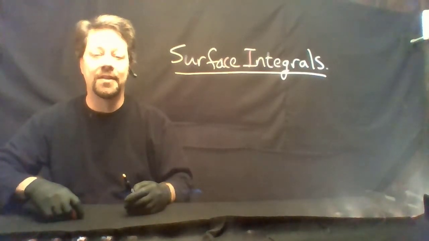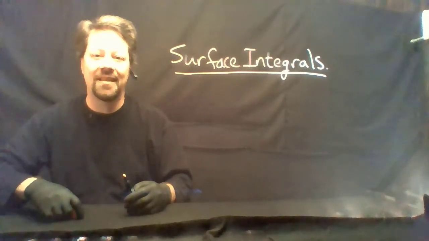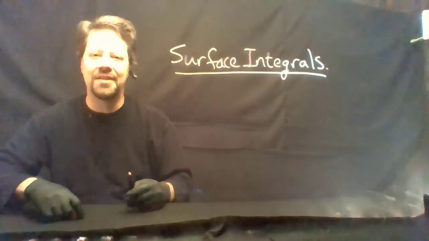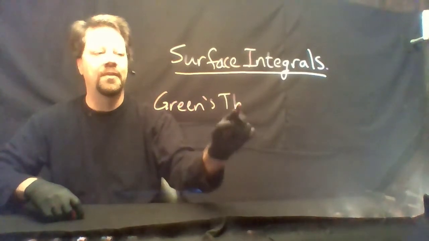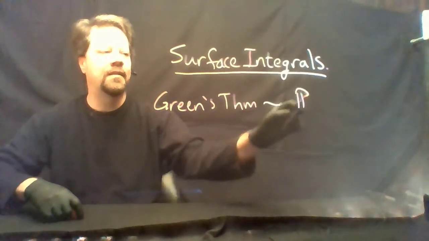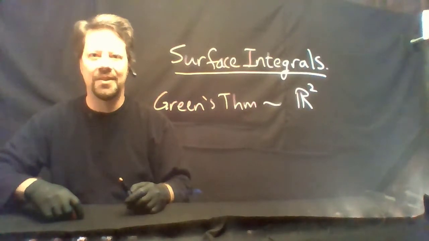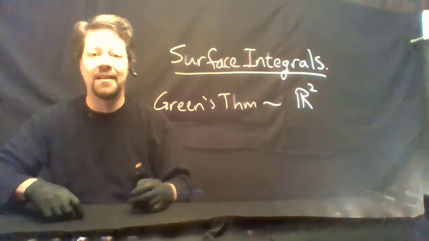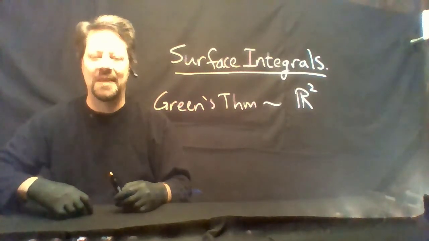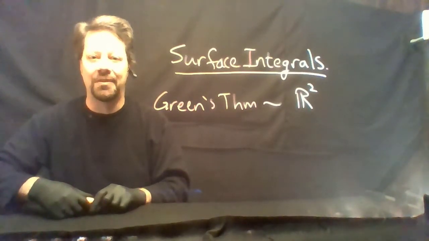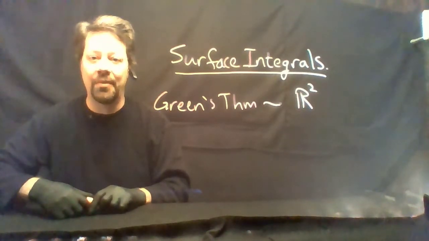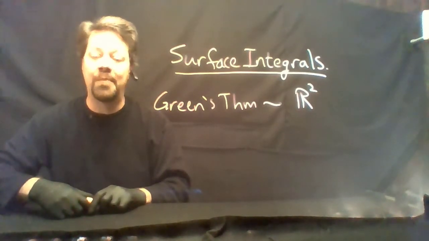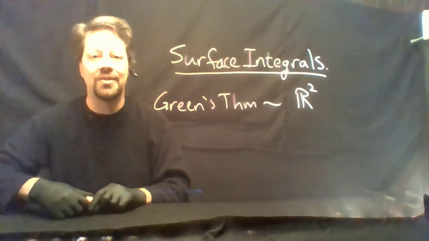So far we've discussed one of the three main integral theorems in this chapter, Green's theorem. The limitation for Green's theorem is that Green's theorem only works in the plane, R2. We need to expand that to R3, to spaces. And the remaining two integral theorems, Gauss's divergence theorem and Stokes's theorem, both work in R3, and they both use a concept called surface integrals.